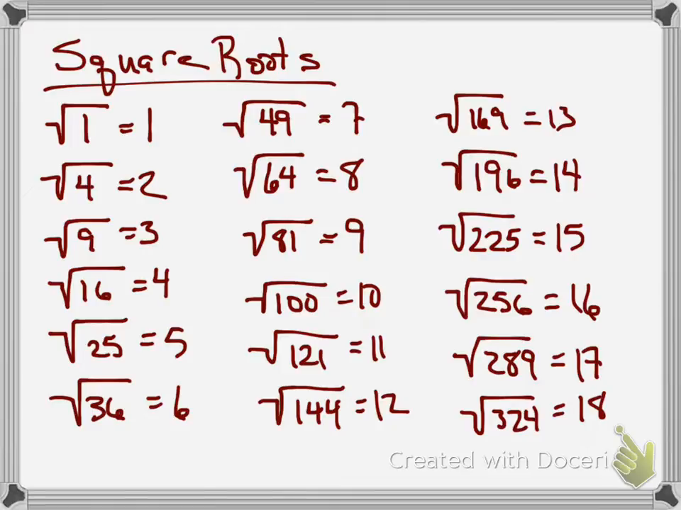Like I can tell you the square root of 361 is 19. The square root of 400 is 20. The square root of 441 is 21. The square root of 484 is 22. The square root of 529 is 23. The square root of 576 is 24. And the square root of 625 is 25.